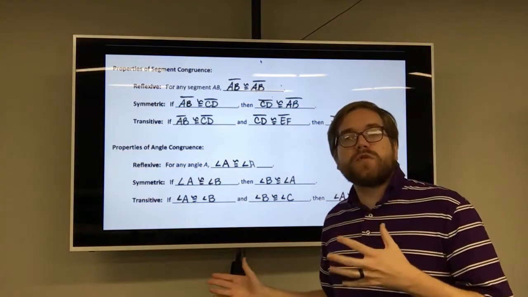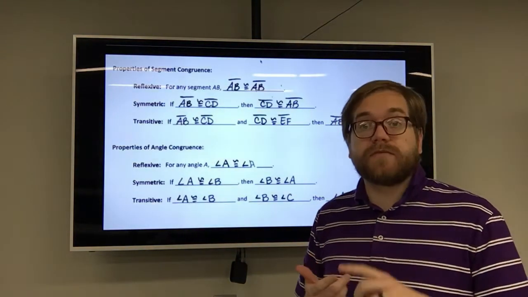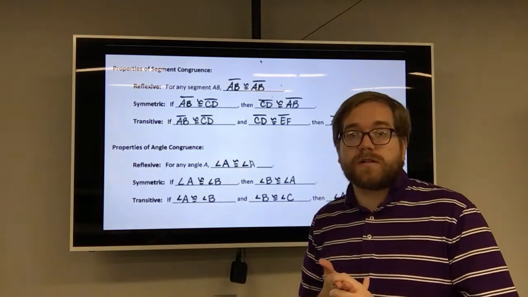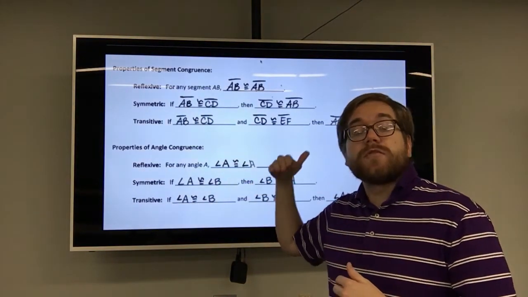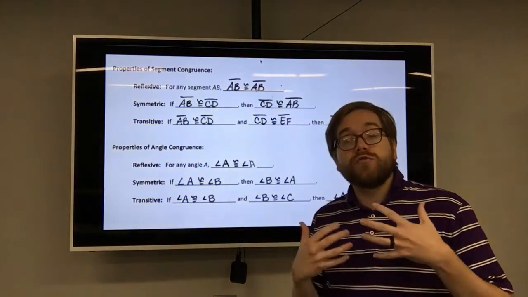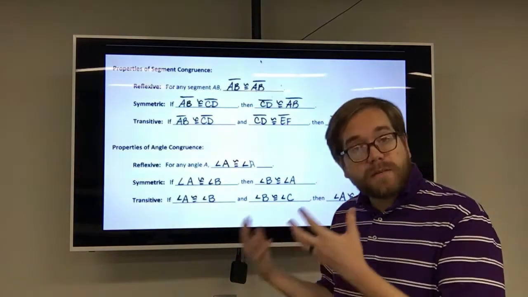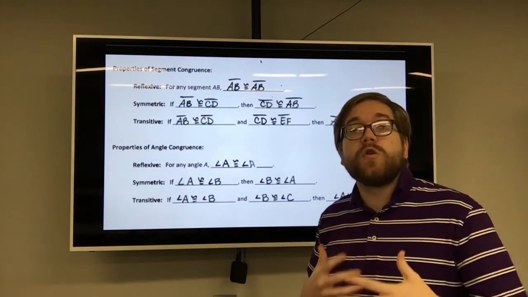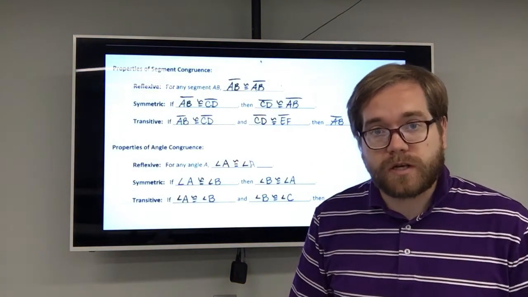These are very similar to the properties of equality that we looked at in the last lesson, the reflexive, symmetric, and transitive properties of equality. Except these are the reflexive, symmetric, and transitive properties of congruence for segments and angles. And if you remember, congruence is when two figures have the same measurements, so when two segments are equal in length, or when two angles have equal measure, we say that those are congruent to each other.